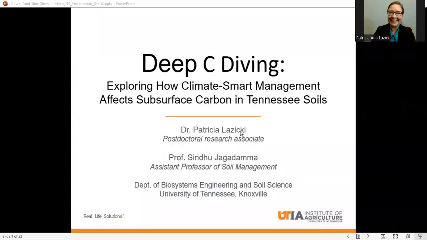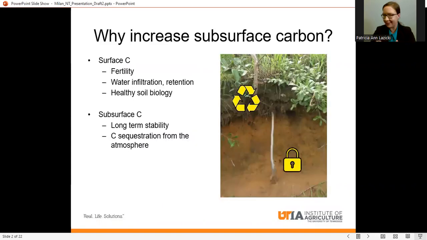Hello. Today I'll be taking us on a deep sea dive as we explore how climate smart management affects subsurface carbon in Tennessee soils. So first off, why do we care about subsurface carbon? We all know surface carbon is the basis of soil fertility. It's extremely important for water infiltration and retention. It supports a healthy soil biology.